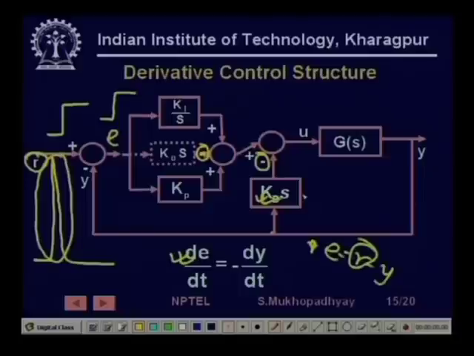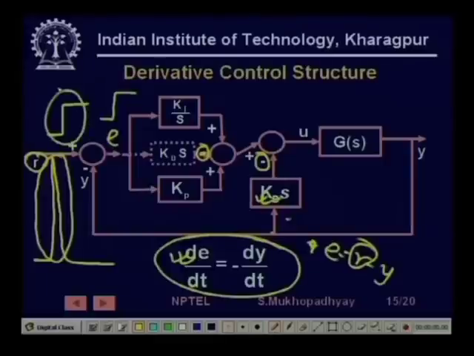When R is not changing, I am going to get the same effect as dE by dt, but when R goes through a step, there is absolutely no effect here. During that time it will simply slowly rise, and as y rises you will again get the PD effect, but this shock will not come. This is something to be remembered when a derivative control is to be implemented.